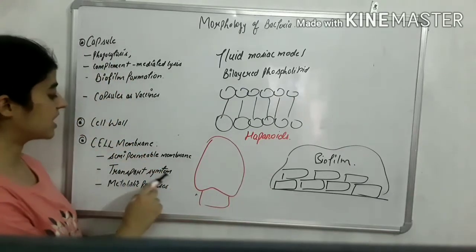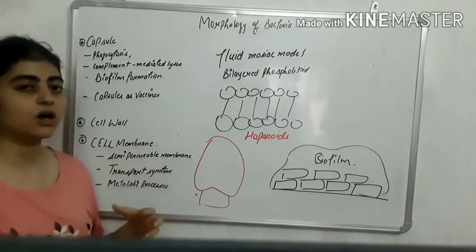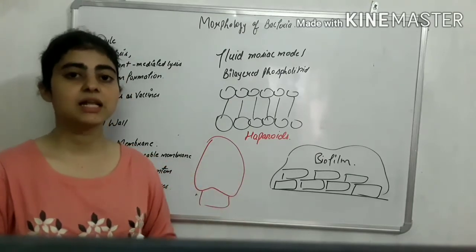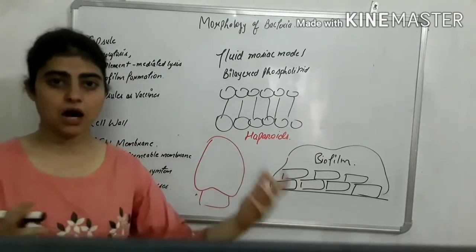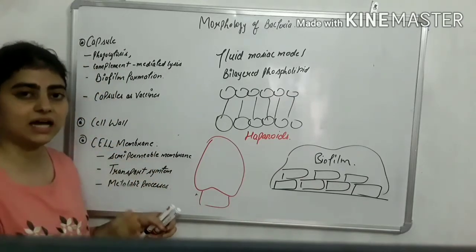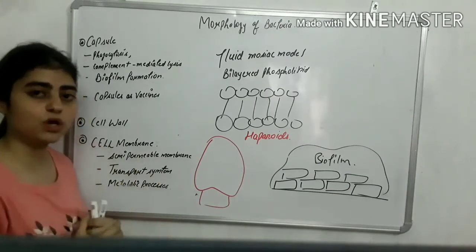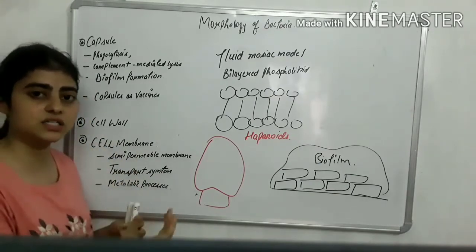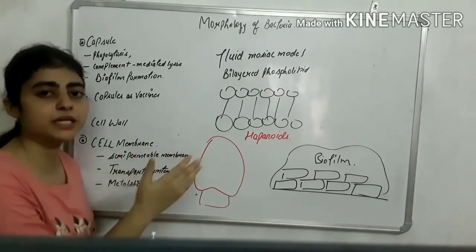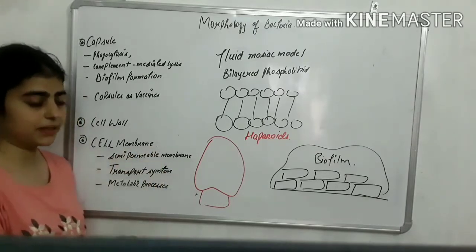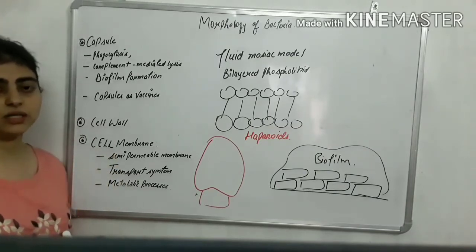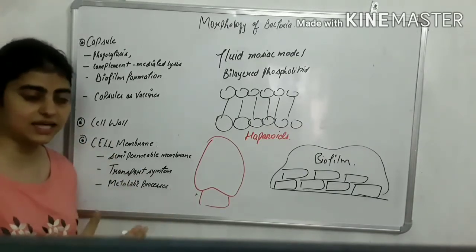Next we have the transport system. The cell membrane also acts as a transport system. It has some enzymes and proteins that carry molecules in and out. The cell membrane only allows small molecules to move in and out, but there are also some large molecules that are required by the bacteria for its growth. Those large molecules are carried by the enzymes and proteins present in the cell membrane. Next we have metabolic processes. The cell membrane is also the site of metabolic processes like respiration, cell wall synthesis, etc.